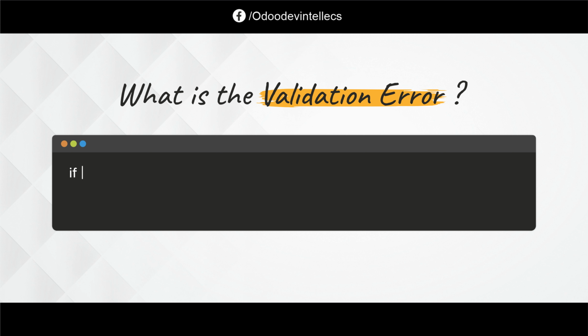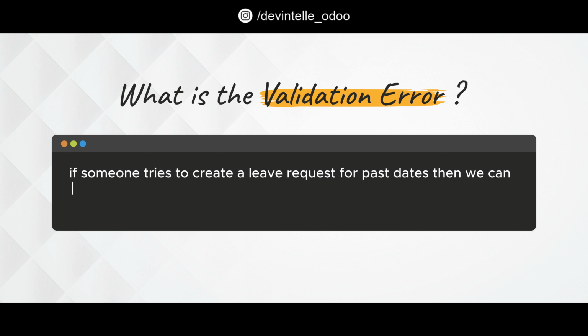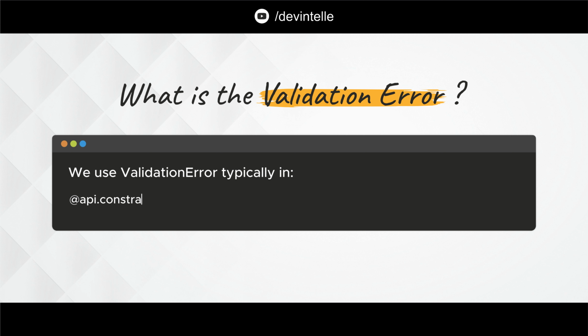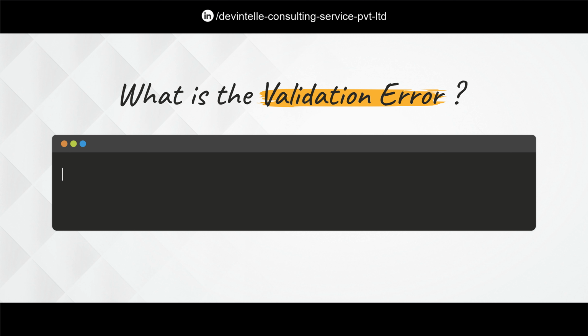For example, if someone tries to create a leave request for past dates, then we can raise a validation error to stop them. So we use validation error in the API constrains method, create or write method, or in a custom method. So let's understand it by the example.